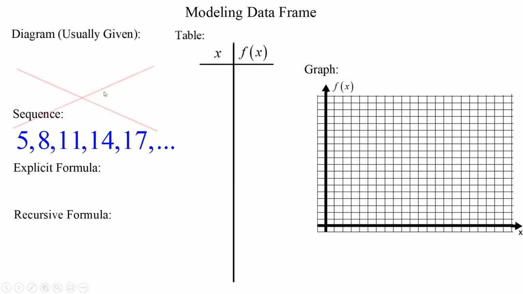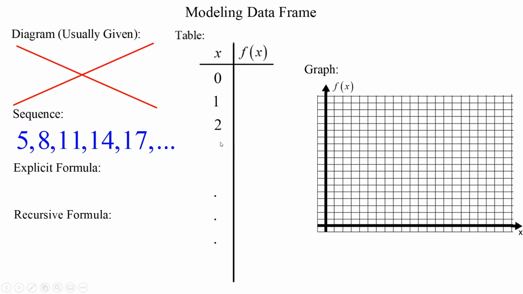We don't need a diagram. So let's go to our table where we are starting with an x equals 0. And it makes sense then to go day 1, day 2, day 3, day 4. So let's go 1, 2, 3, 4. Those are all x's right there. All right. And now my corresponding f of x's, so f of 0 would be 5. F of 1 would be 8. F of 2 would be 11. F of 3 would be 14. And f of 4 would be 17.